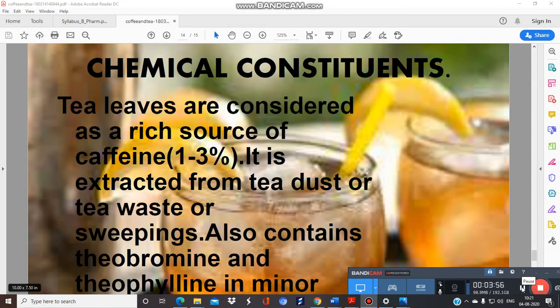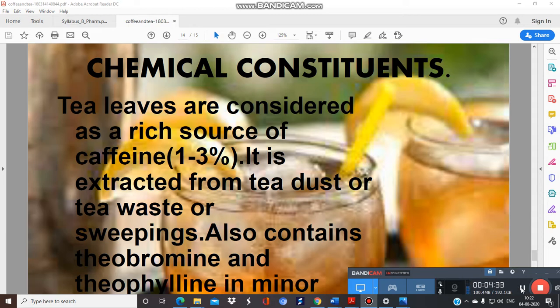About the chemical constituents, as we all know, tea is considered a rich source of caffeine. It contains 1 to 3% of caffeine, which also depends upon the varieties. Along with it, it also contains important constituents like theophylline and theobromine, and tannins like gallotannic acid up to 15%. The agreeable odor of tea is due to the presence of volatile oil fractions in it.